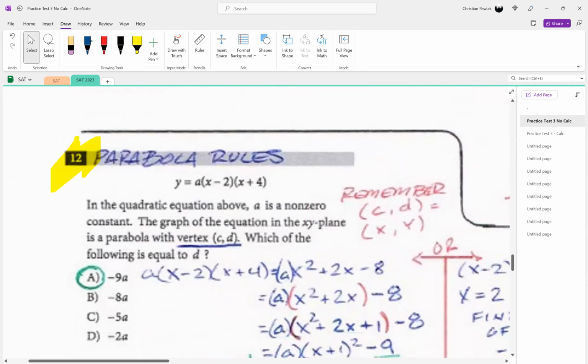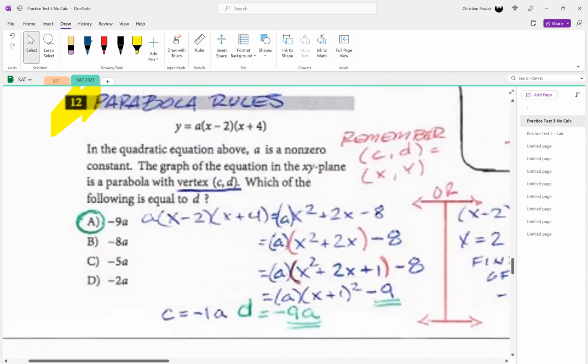Number 12. So I have y equals a times x minus 2 times x plus 4. In the quadratic equation above, a is a non-zero constant. The graph of the equation in the xy plane is a parabola with the vertex c comma d. Okay, vertex is always the highest or the lowest point of a parabola. Which of the following is equal to d?